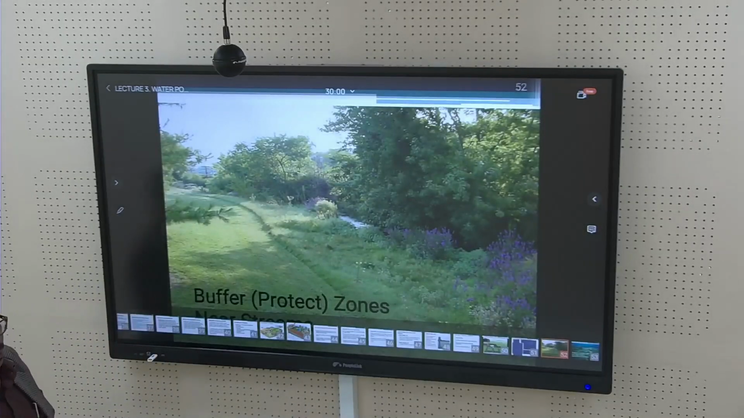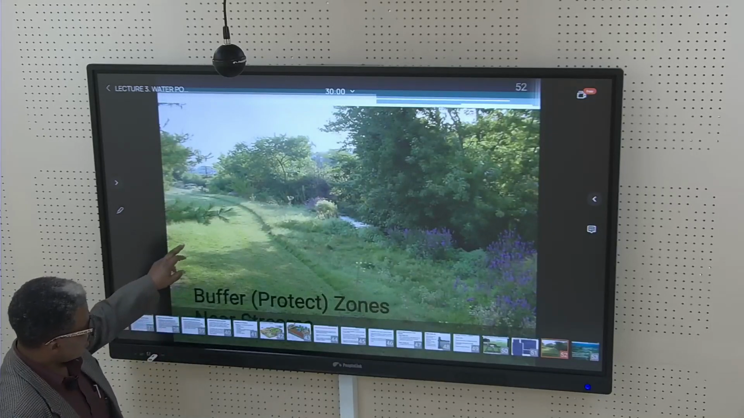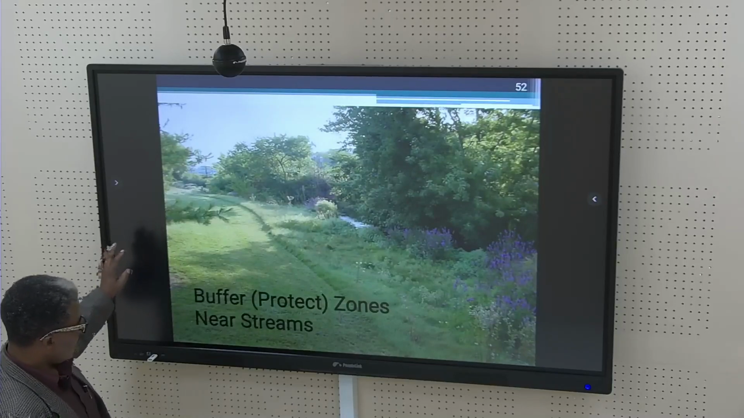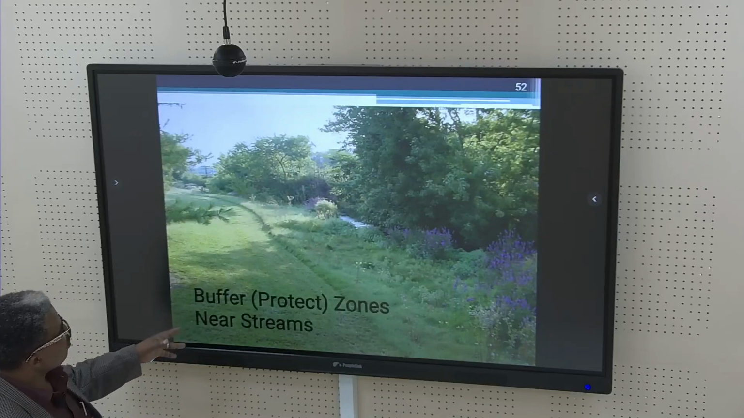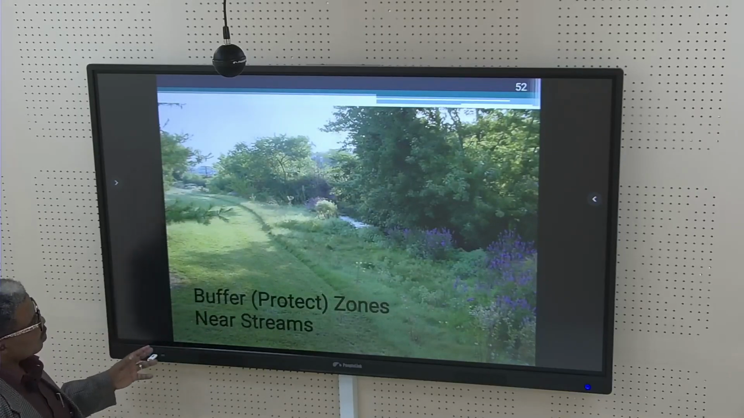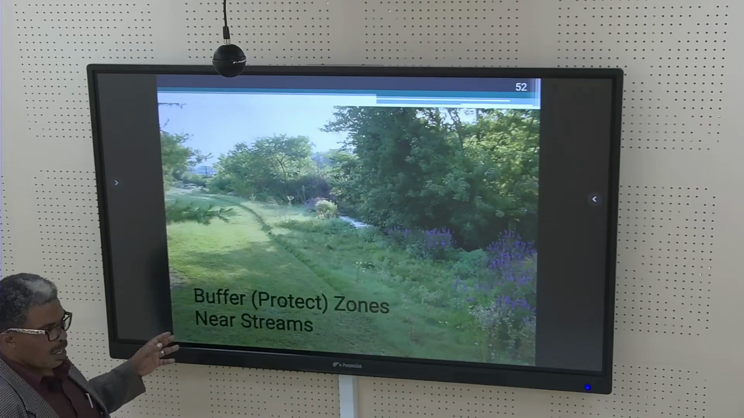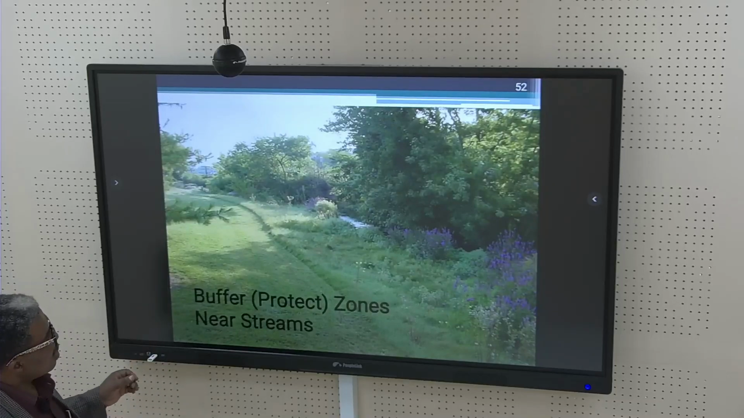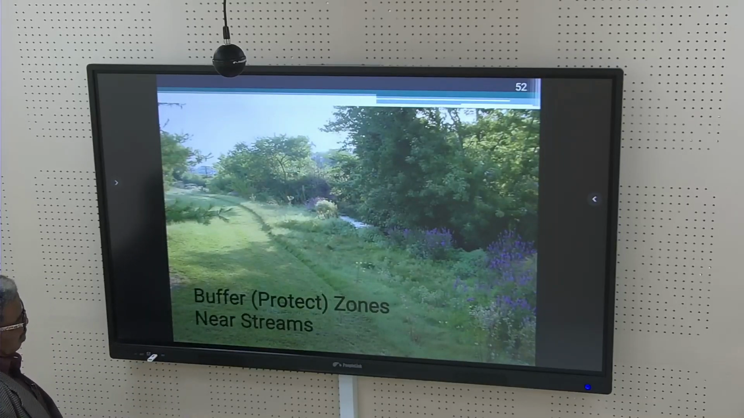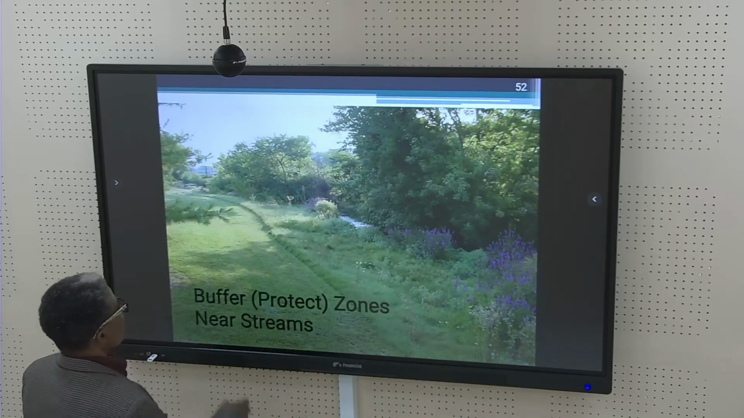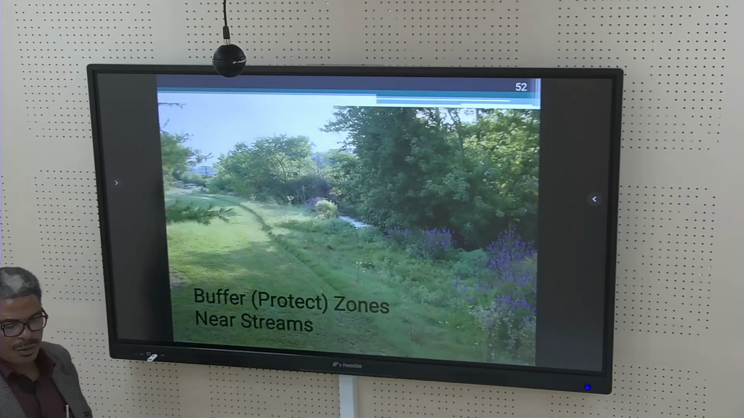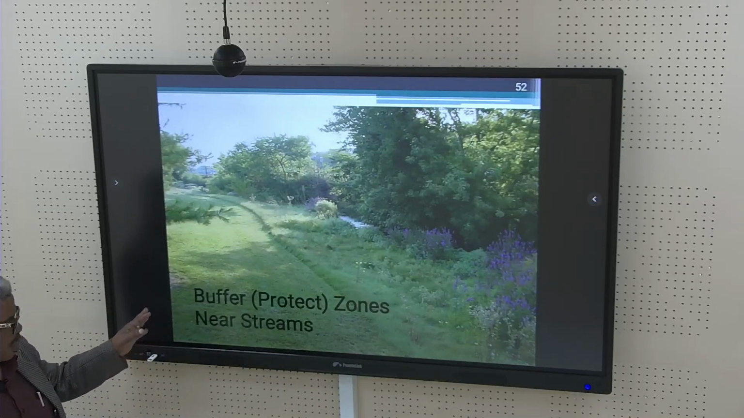Very close to the water source, the buffer or protected zones near streams should have such kind of vegetation to control the water runoff. This will purify or filter the water before reaching the streams. You can see this good zone, very close to the river or any other water body. This will reduce the water pollution.